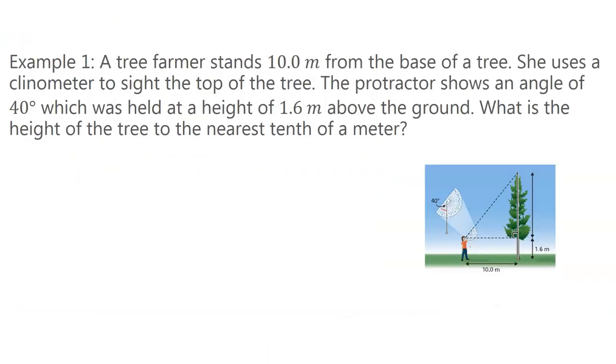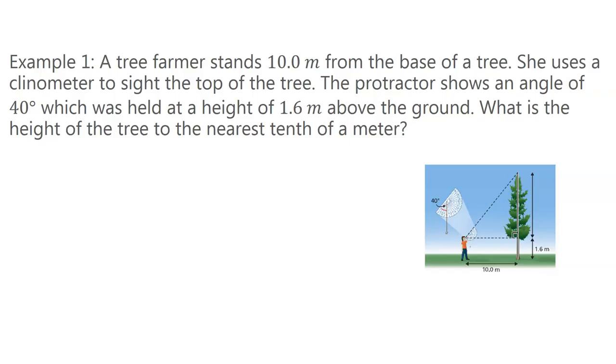So let's look at example 1. It says a tree farmer stands 10.0 meters from the base of a tree. She uses a clinometer to sight the top of the tree. The protractor shows an angle of 40 degrees, which was held at a height of 1.6 meters above the ground. What is the height of the tree to the nearest tenth of a meter?